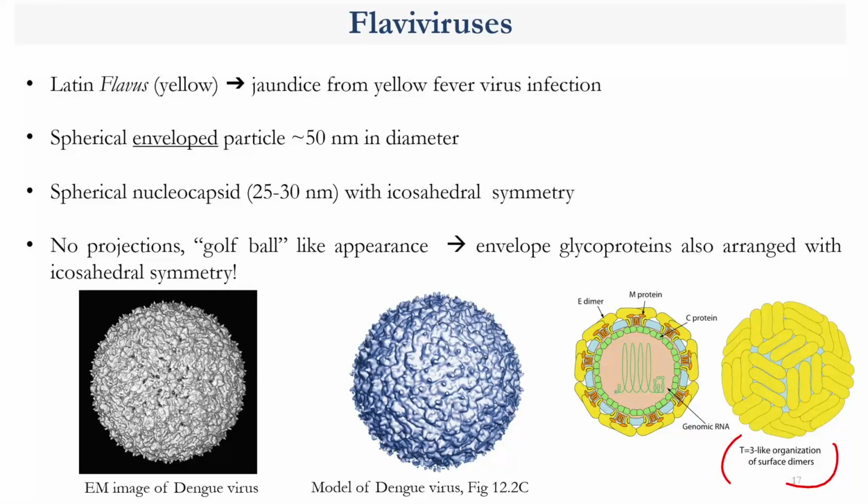Everyone clear? All right, so the T number in this case is not for the capsid. This is for the envelope proteins and how they are organized. That should tell you how many subunits you need, okay?